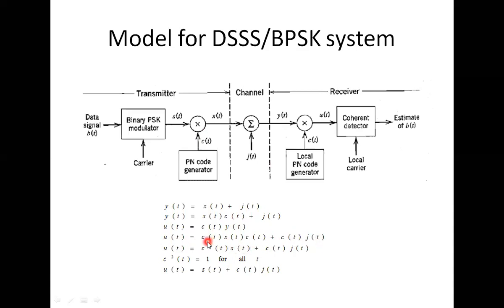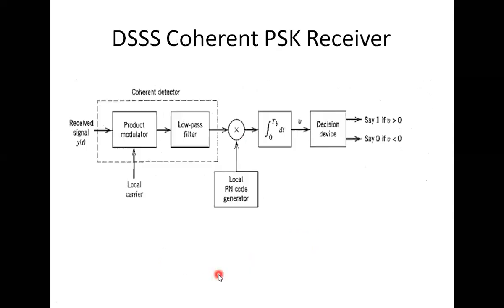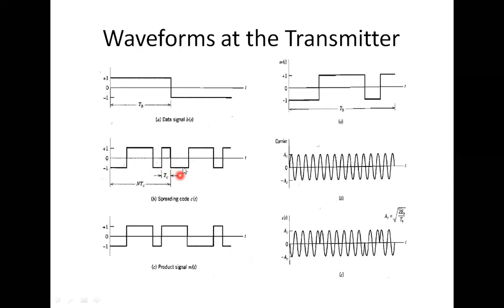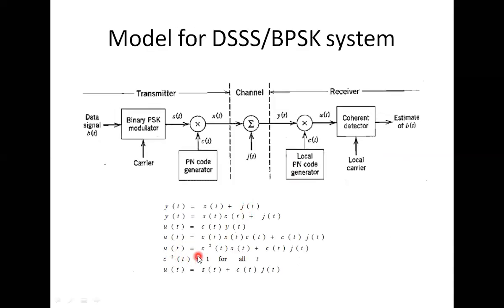Now you can note this has c of t multiplied by c of t, which is c square of t. So u of t is c square of t into s of t plus c of t into j of t, and c square of t is always equal to 1, that means for all t. Why? Because this is an example of a PN sequence generator which takes only -1 or +1 voltage levels. So naturally c square of t is always equal to 1. So we have u of t equal to just s of t, because c square of t is 1, plus c of t into j of t.